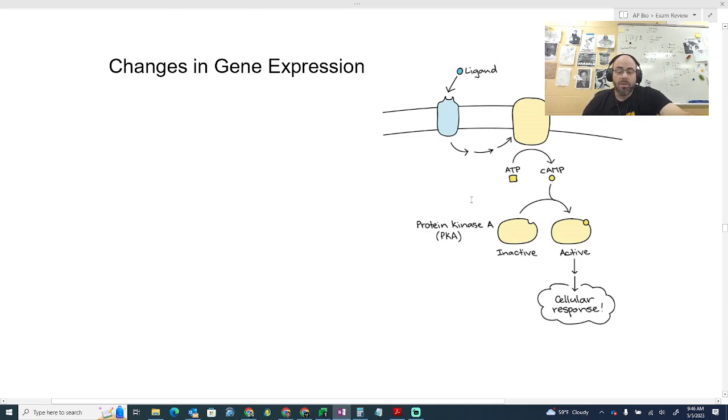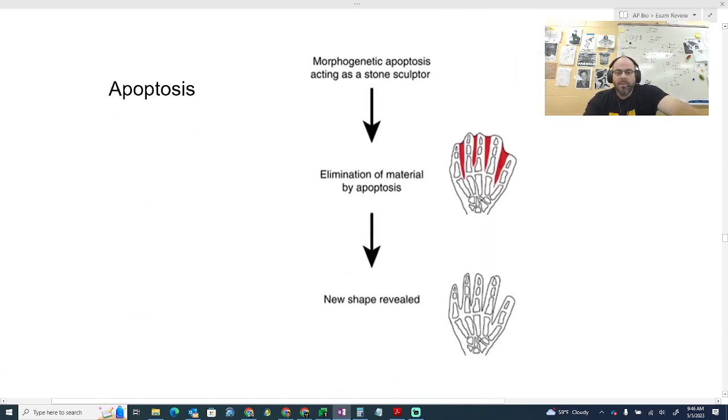What do we mean? These proteins aren't normally being made, right? And so when you receive that, it's going to cause you to start making things that you otherwise weren't already making. I think that's pretty self-explanatory, but we're going to say it anyway. Apoptosis is an example of a cellular response that is a response to the environment.